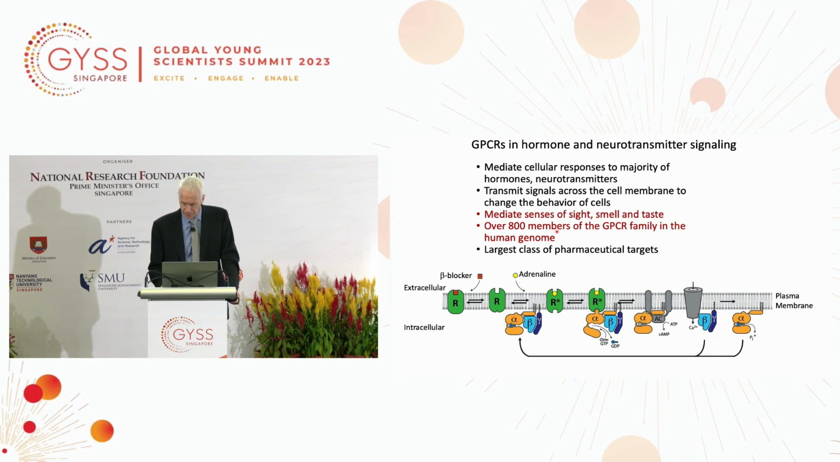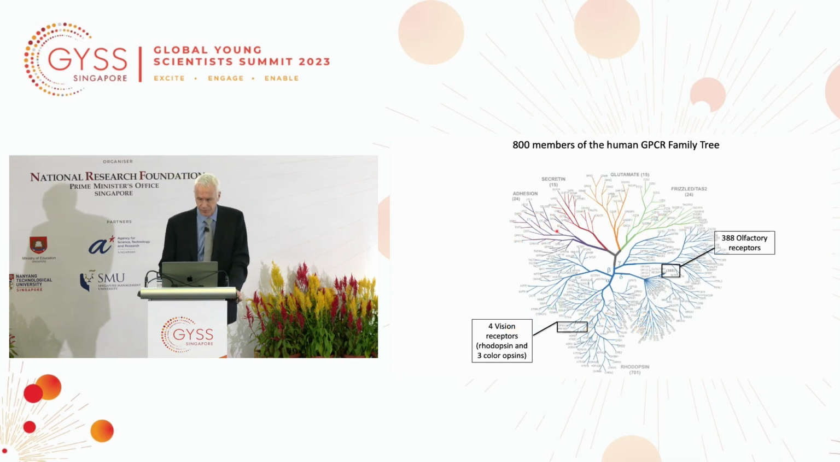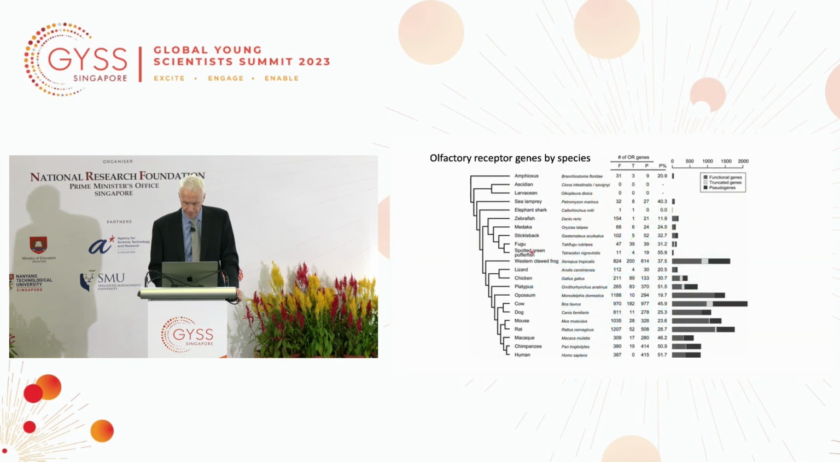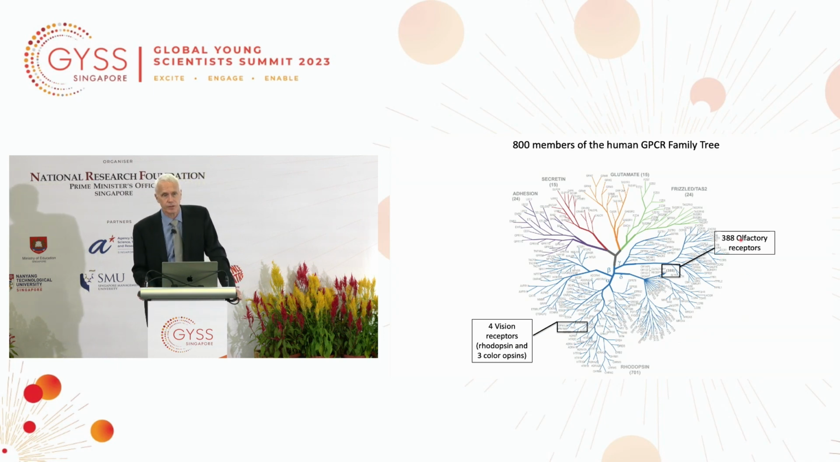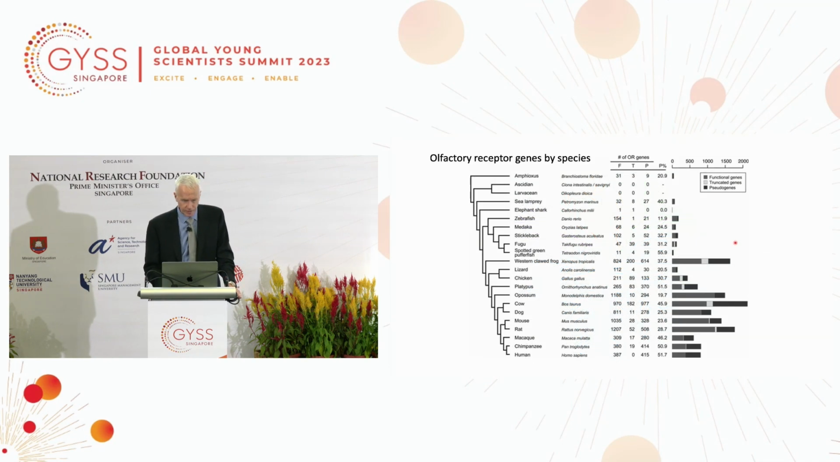There are over 800 members in this family. So it's the largest family of membrane proteins in the human genome. So here's the family tree. And the family tree can be divided into the major class. Before I go in, I'll note here, so this is what we call family A, and the majority of our 800 or so G protein coupled receptors are dedicated to detecting the sense of smell. So this is just a point of interest.